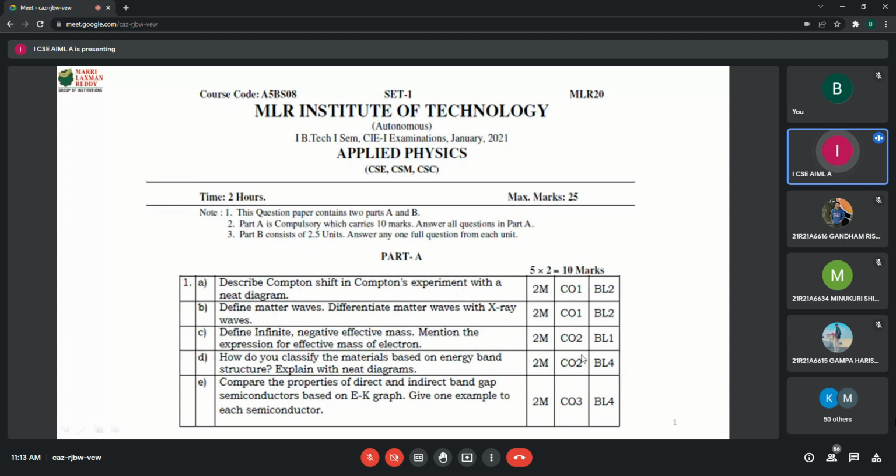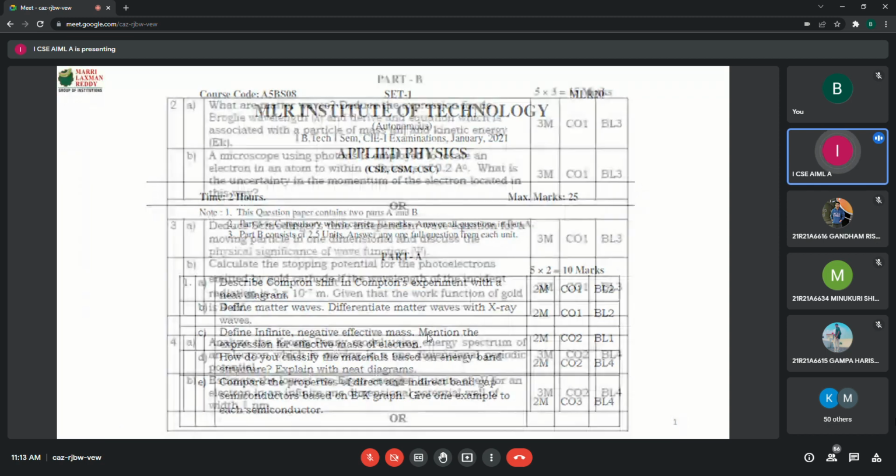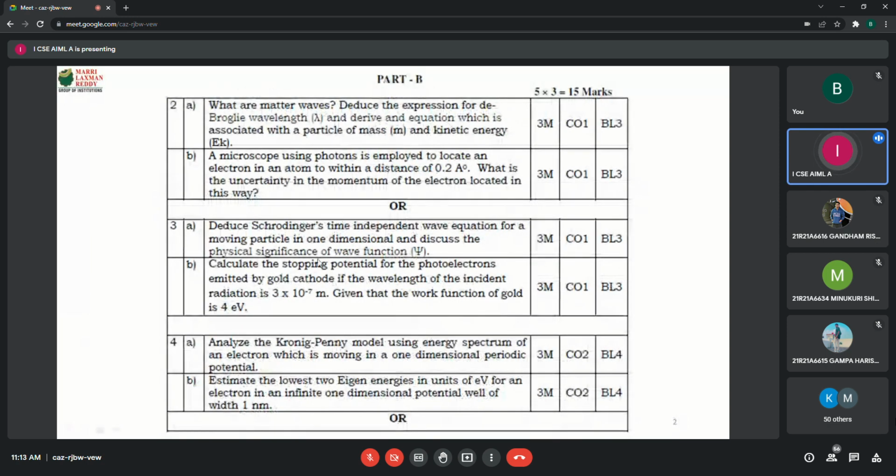Now in this set one, we will move to Part B. Part B is long answer questions. From which question to which question does it start? What is that question number? Questions 2 and 3 are from unit 1, since here the COs are given as 1, 1, 1, 1. That itself is an indirect indication that they are from unit 1.